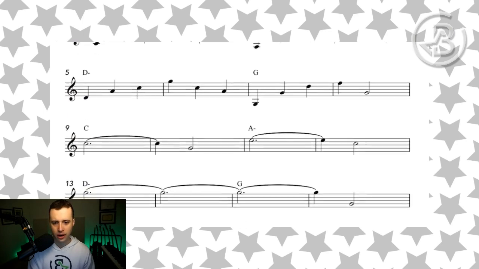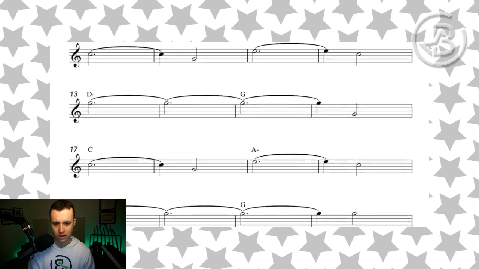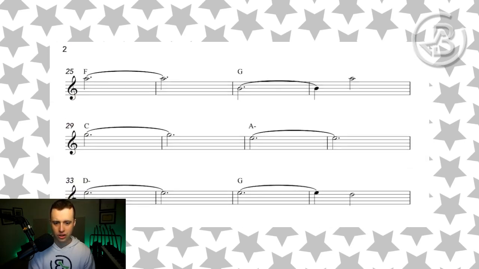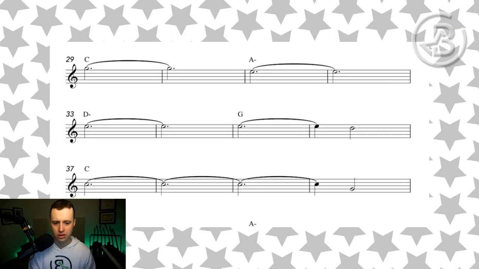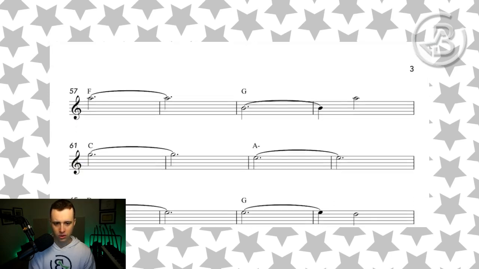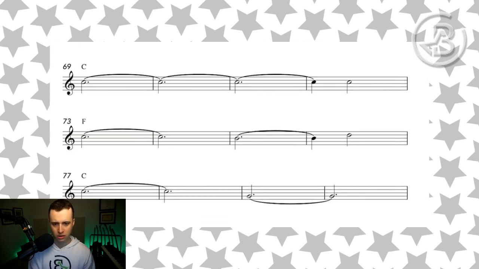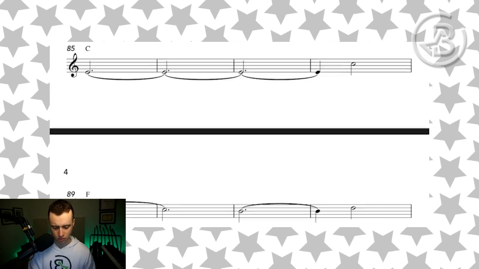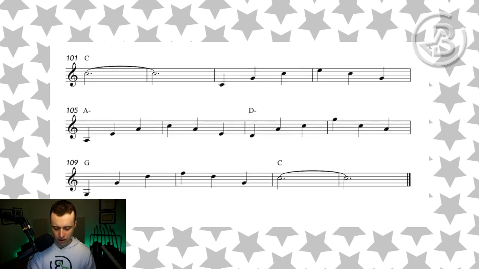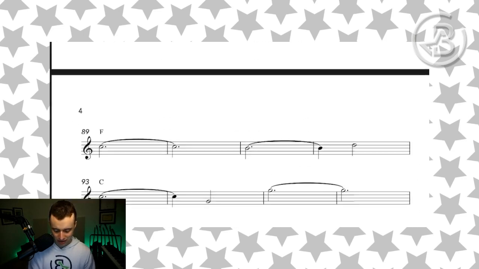C, A minor, D minor, G, C, A minor, D minor, G, C, A minor, D minor, G. That's a lot. Ooh, F, G, C, A minor, D minor, G, C. Going all the way. Yes, it's a long one. Looking at all the chords. Okay, we end on a C. All right, so we start and end on a C chord.